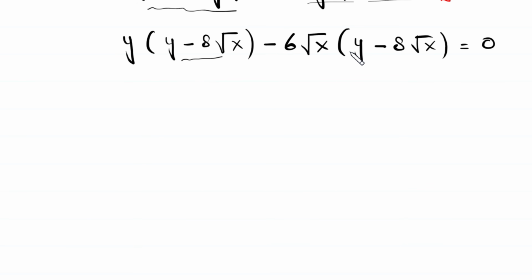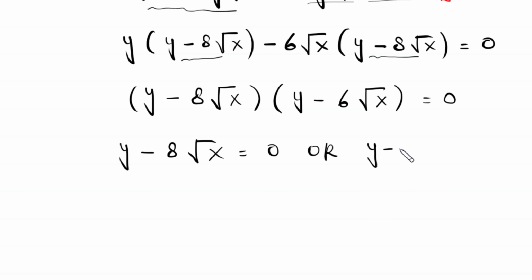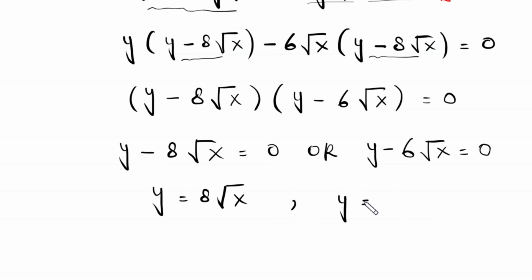Now this y minus 8 times root x is a common factor, so we factor out this y minus 8 times root x, and in bracket y minus 6 times root x equal to 0. Either y minus 8 times root x equal to 0 or y minus 6 times root x equal to 0. From this equation y will be equal to 8 times root x, and from this equation y will be equal to 6 times root x.